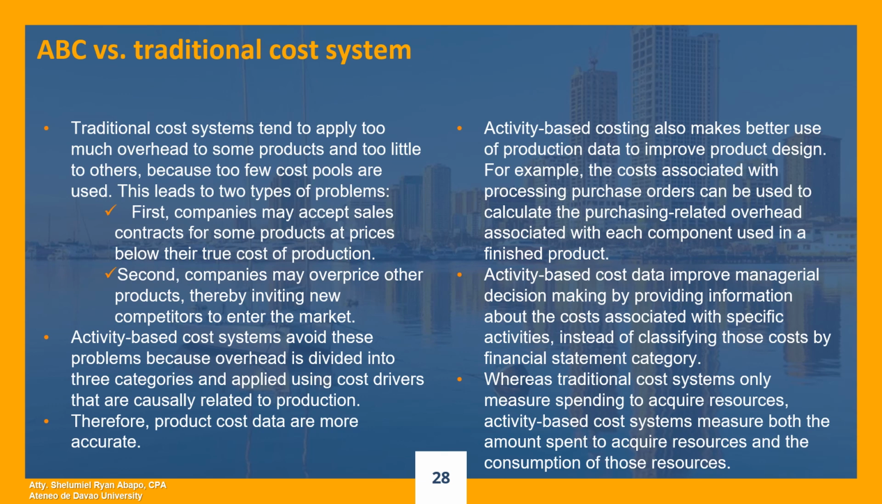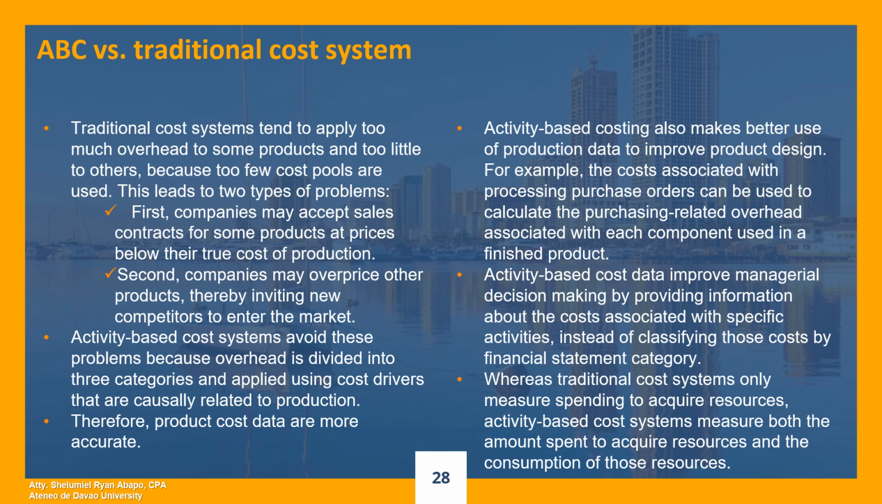Now, traditional cost systems tend to apply too much overhead to some products and too little to others because too few cost pools are used. This leads to two types of problems. First, a company may accept sales contracts for some products at prices that are below their true cost of production. And second, companies may overprice other products, thereby inviting new competitors to enter the market.